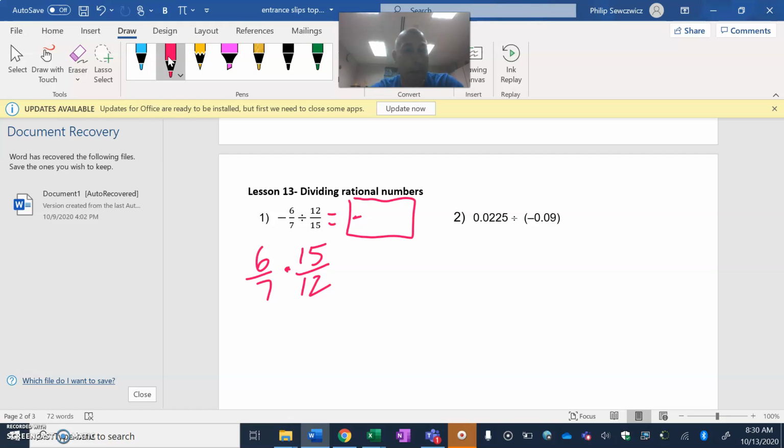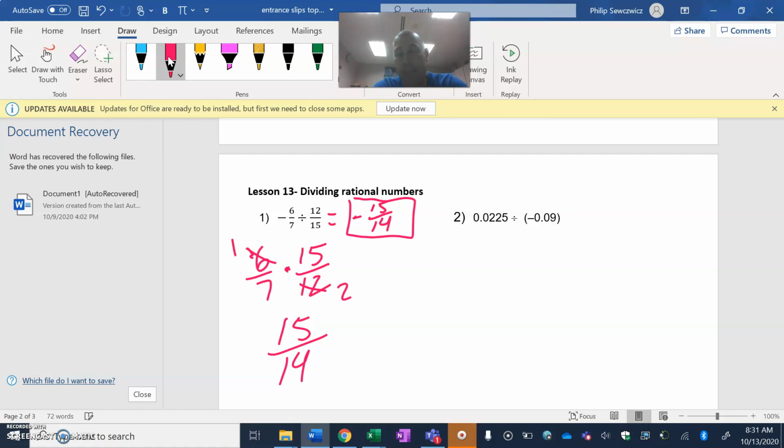So I'm looking for some cross division now, and there it is. Look at that 6 and the 12. Let's divide them both by 6. Nothing with the 7 and 15. I know, disappointment. So now we just multiply across. 1 times 15 is 15. 7 times 2 is 14. All right. We can leave it as an improper fraction. So my winning answer is negative 15 14ths.